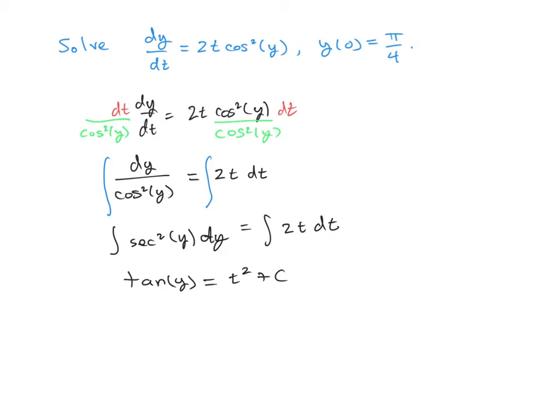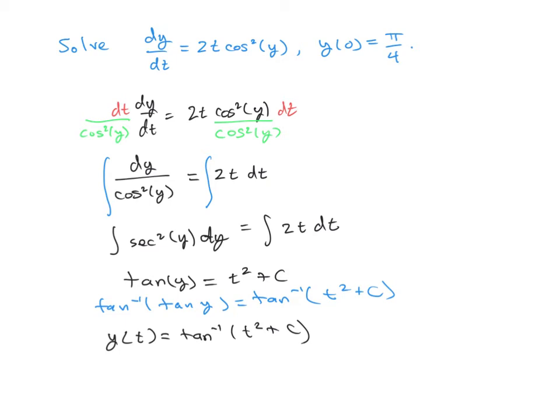And then if we take inverses of both sides, the inverse tangent of y is equal to the inverse tangent of t squared plus c. Upon canceling, we get y of t is equal to the inverse tangent of t squared plus c. So that's our general solution.